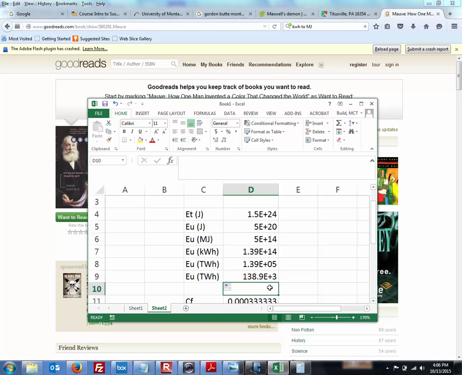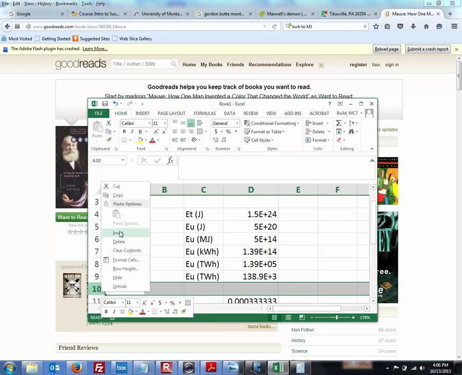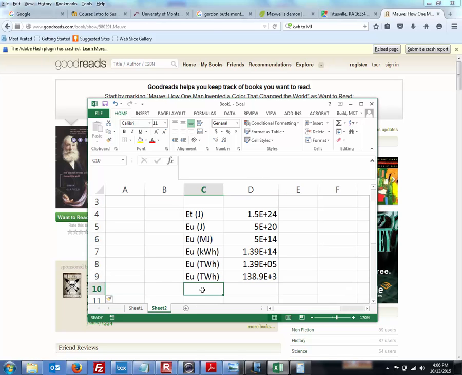insert, I'm going to say energy resource. This is in terawatt hours, and this is table 5.3.